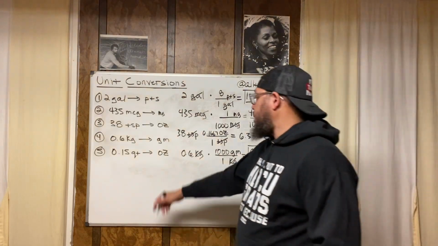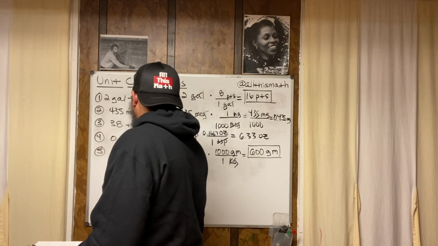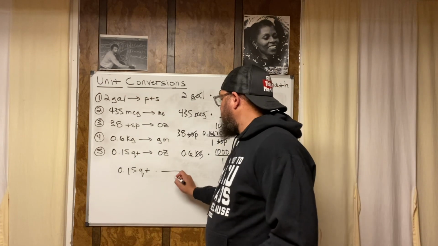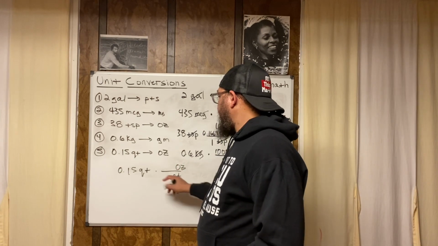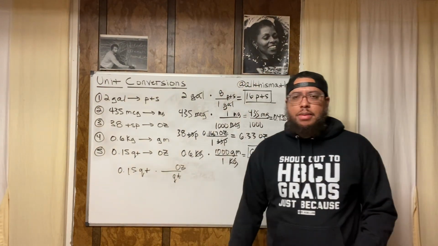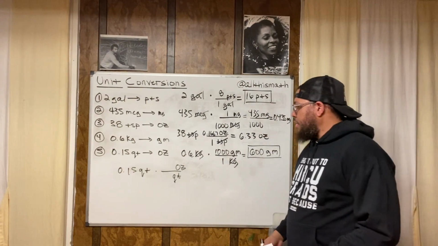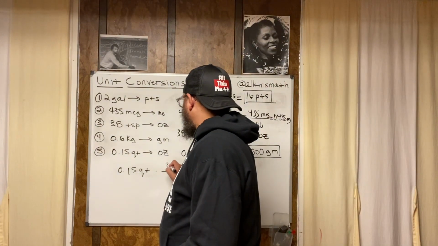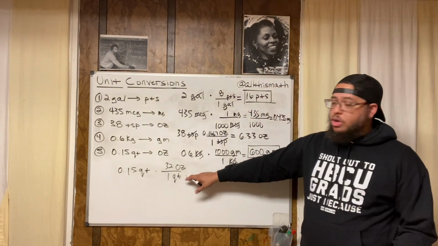All right, last but not least, number 5, 0.15 quarts times your conversion fraction. Put the quarts in the denominator, put the ounces on top. The quarts are going to cancel out. How many ounces are in a quart? You're probably familiar with quarts and ounces. It's 32 ounces in a quart. So we have 32 ounces in 1 quart. 32 ounces is the same amount as 1 quart.